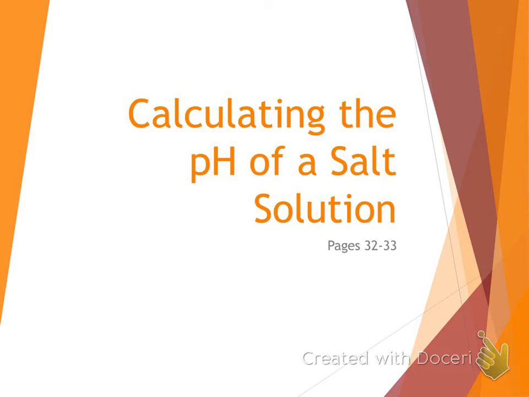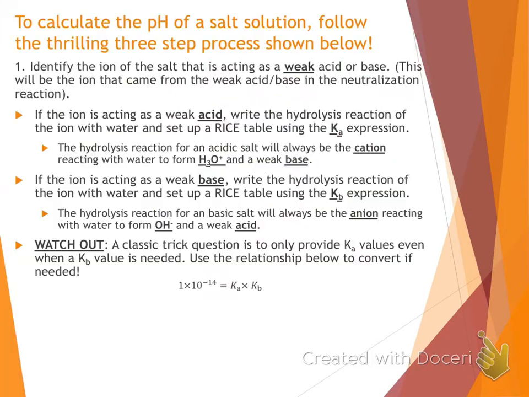We are looking at how to calculate the pH for these salt solutions because remember, our salts can be acidic or basic or neutral, but neutral is pH of 7. Okay, so we have a 3-step process that we need to follow.